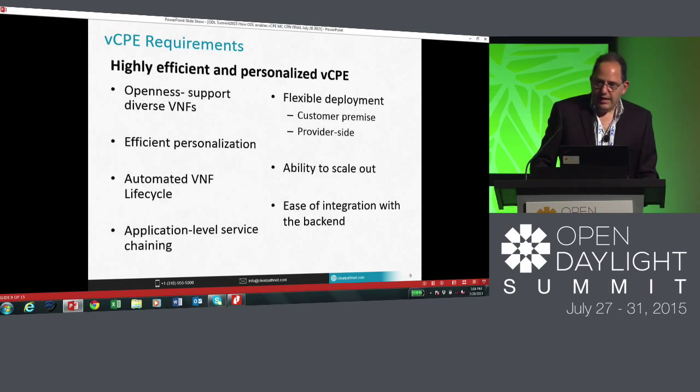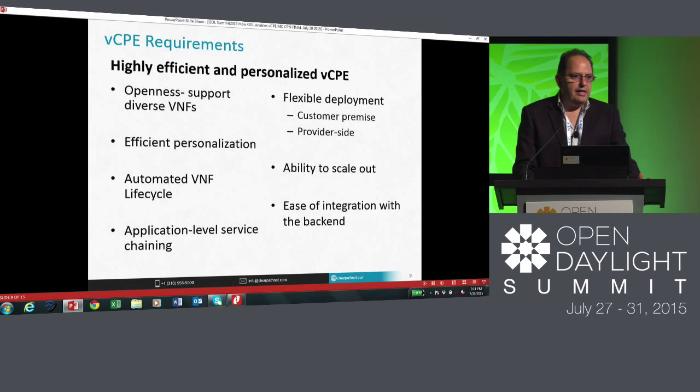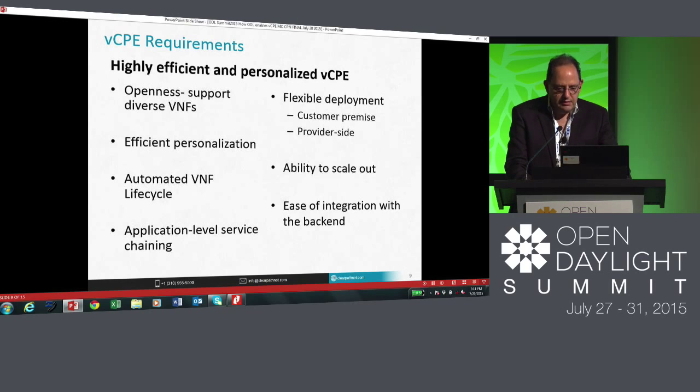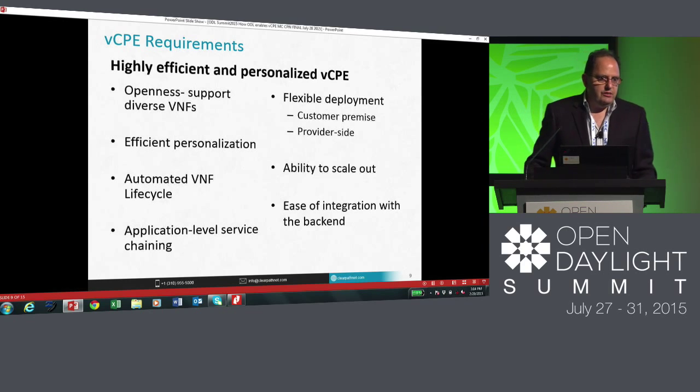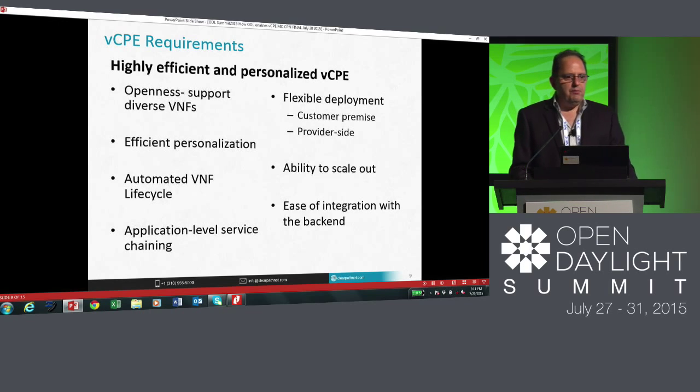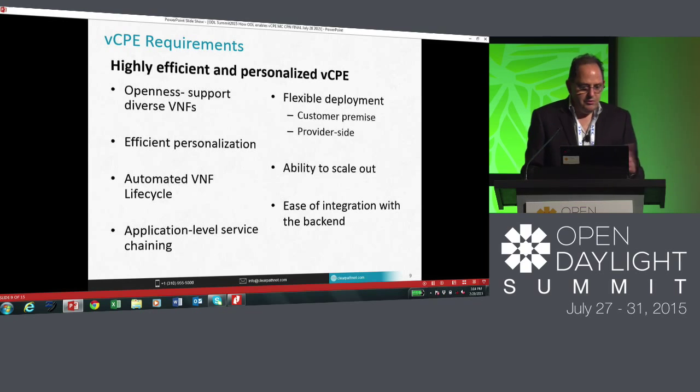The ability to scale out versus scaling up. Scaling out means that we're going to be able to take those services and address millions of service endpoints, versus scaling up, which is to create large, huge amounts of capability per implementation, but for a limited set of customers or groups of customers. And then, of course, like we mentioned earlier, the ease of integration with the back end.